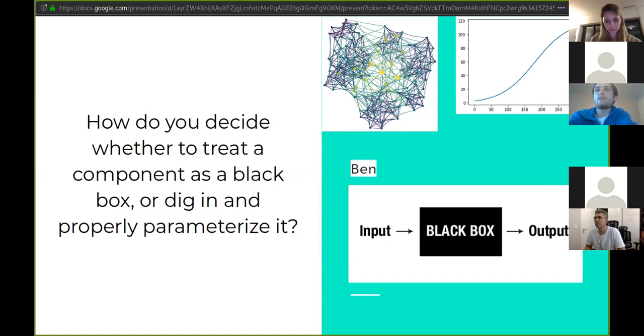So the idea is to make your components as simple as they can be to properly represent the system and reach the decisions you need to make. And so usually in a complex system, the individual actors are not necessarily complex themselves.